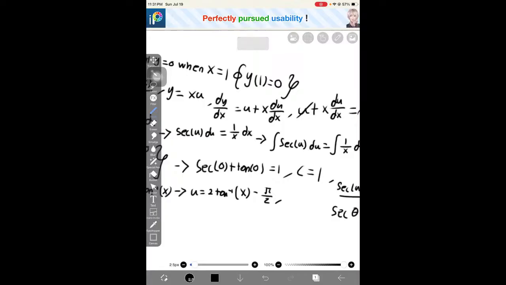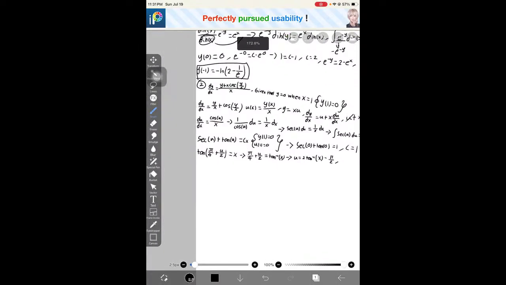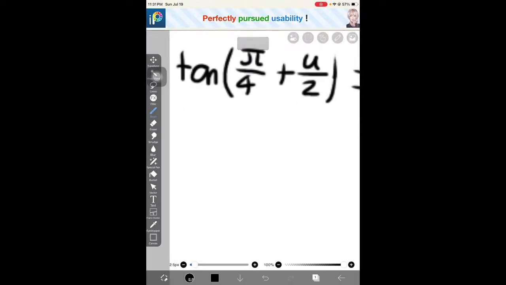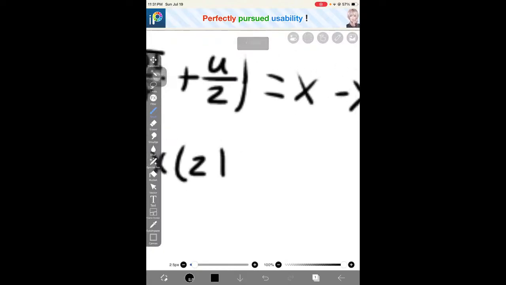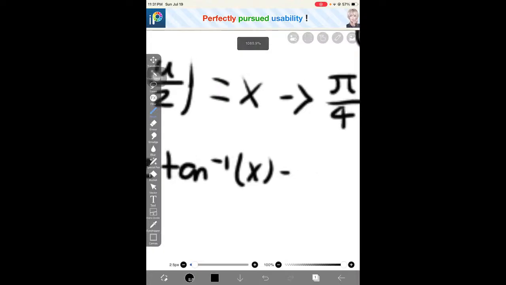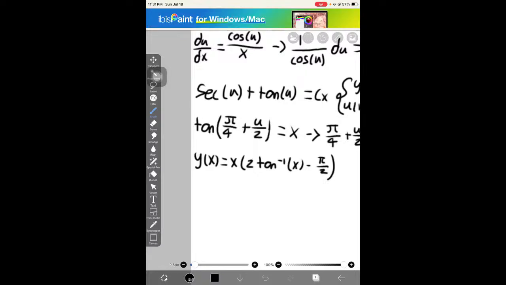So multiplying both sides by x, we're finally going to have this very nice general solution, which is y equals x times 2 arctan of x minus pi over 2. And that is our solution to the initial value differential equation. Isn't that very neat?